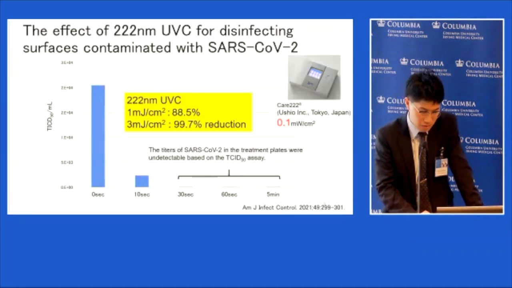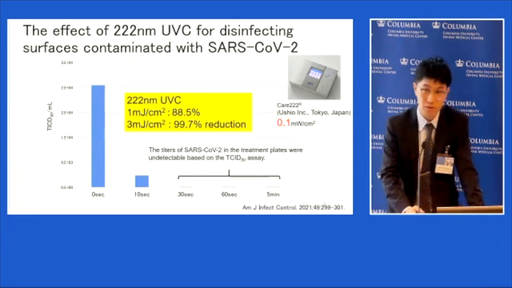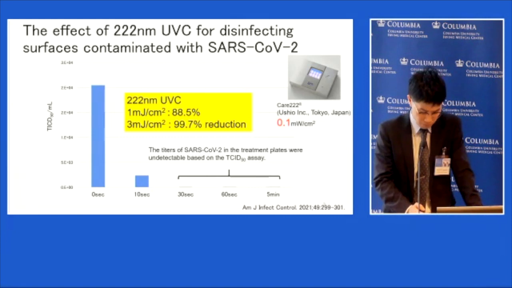We previously reported the effect of 222 nanometer UVC for disinfecting surfaces contaminated with SARS-CoV-2. 1 millijoule per square centimeter of 222 nanometer UVC reduces 88.5% of SARS-CoV-2.